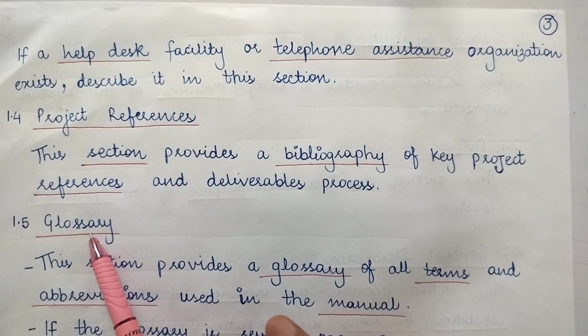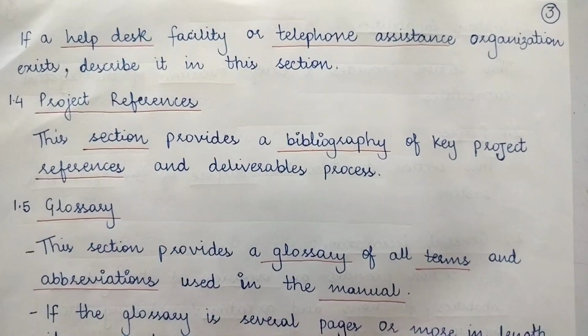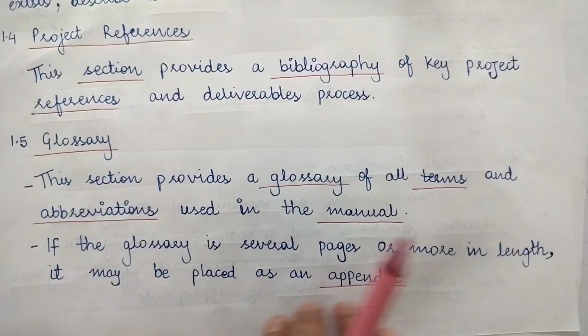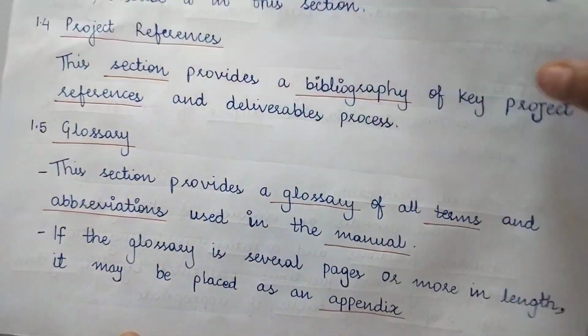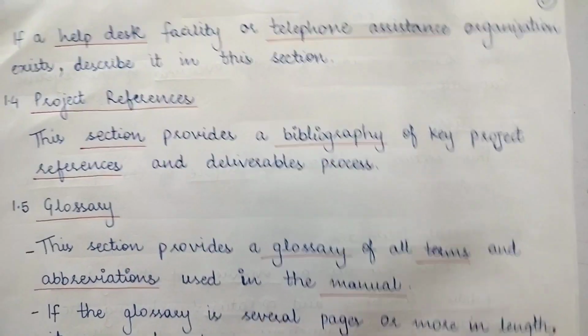Then comes the glossary subsection within the introduction section. So this subsection basically provides you, as the name itself says, a glossary of all the terms and abbreviations used in the manual, so that you know that this particular term or this particular abbreviation stands for this thing. Now if the glossary is several pages long, in that case it may be placed as an appendix.